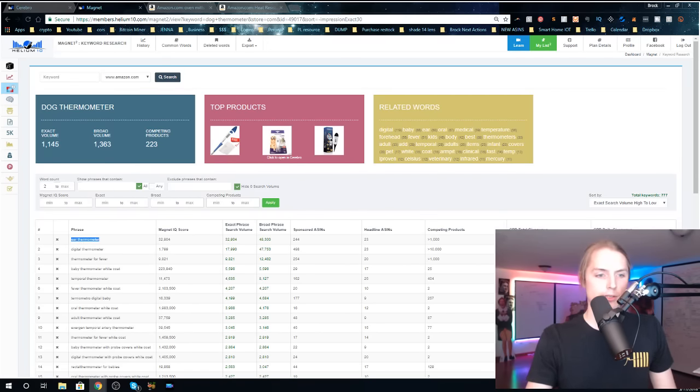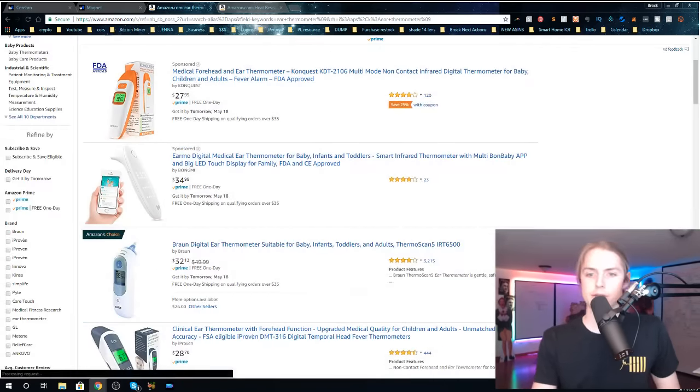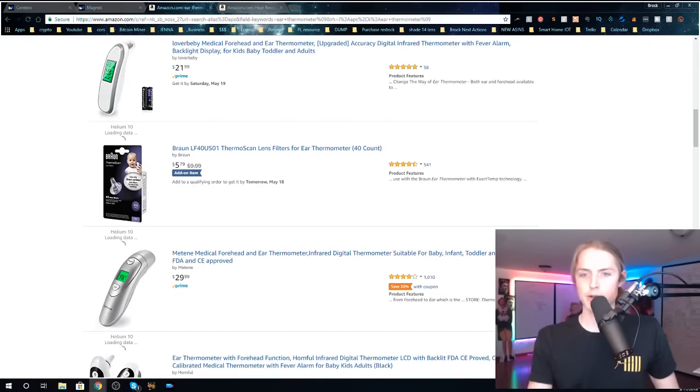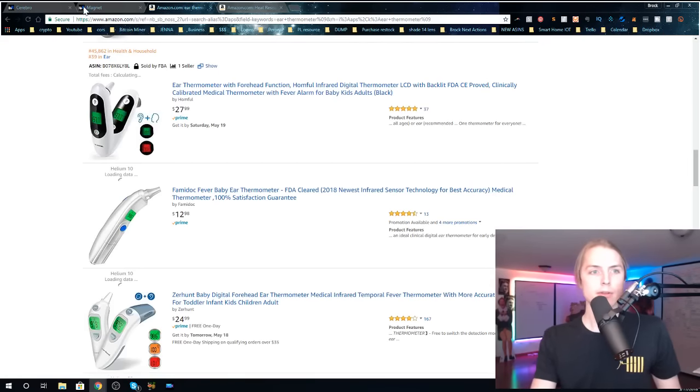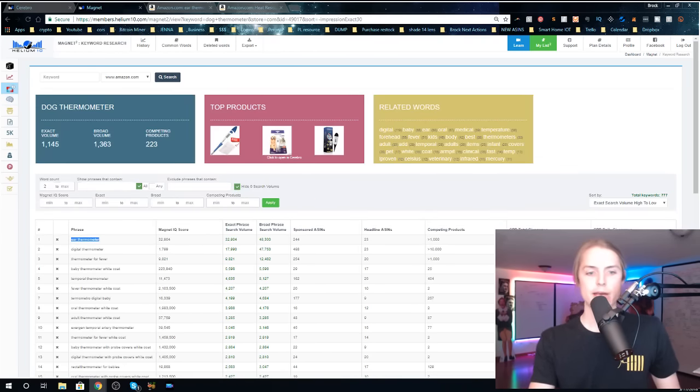Ear thermometer looks like it's relatively a good opportunity. I'm just going based off the Cerebro IQ score. It's obviously not always a winner. No, that's not looking... that looks pretty competitive. Go back to magnet here.